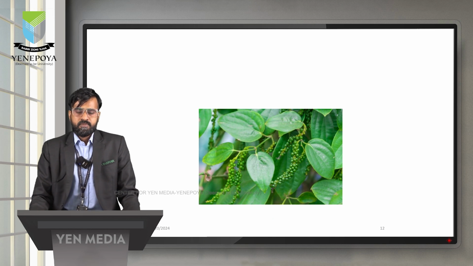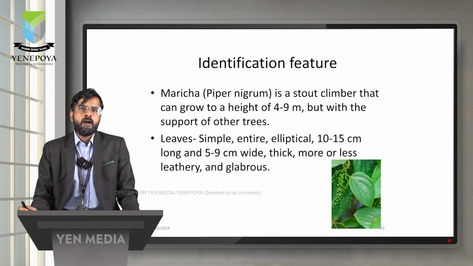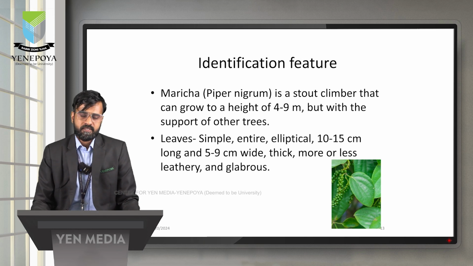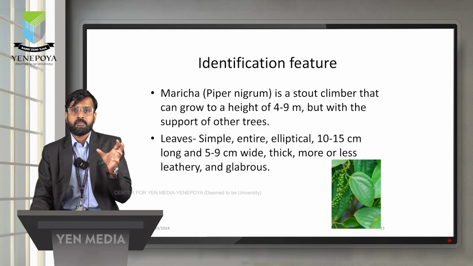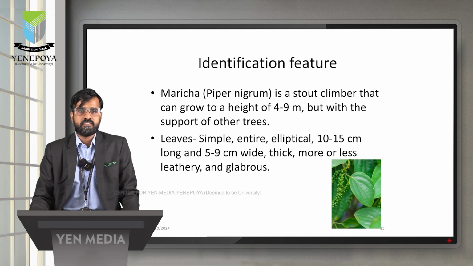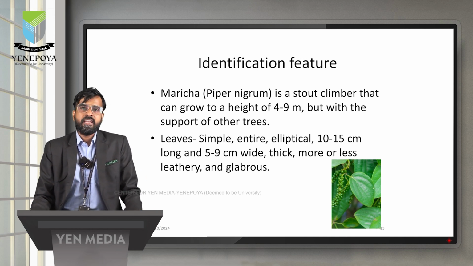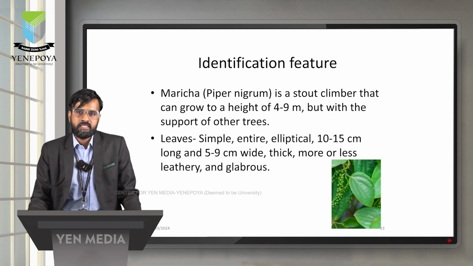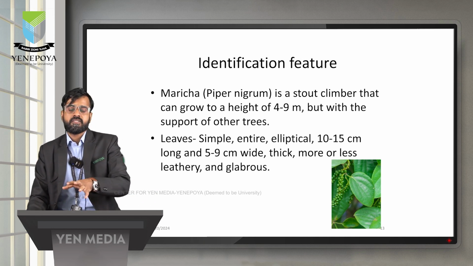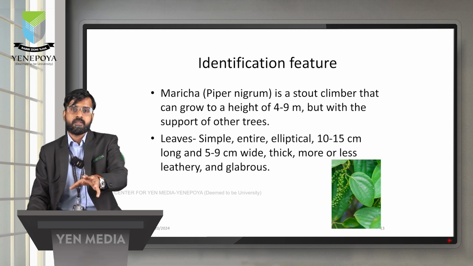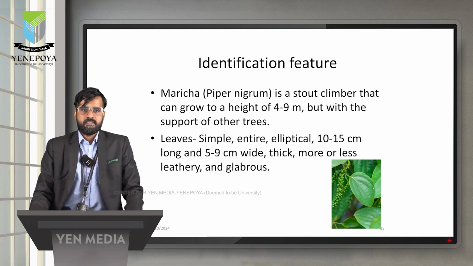So this is the wet plant you might have seen. How can we identify this Maricha? Again we can see the leaf. Pippali is also a simple leaf only. Here also the Maricha is a simple leaf, and it is a climber. Here there is a speciality in this. It requires the support of a tree or something else. Okay, it is a stout climber that can grow to a height of 4 to 9 meter with the support of other trees. But Pippali is not like that. It may be creeping sometimes. If Pippali is getting some support, it will take the support like that.